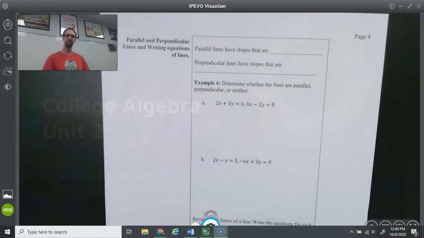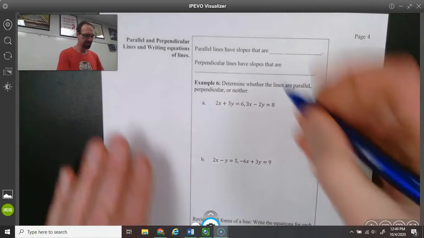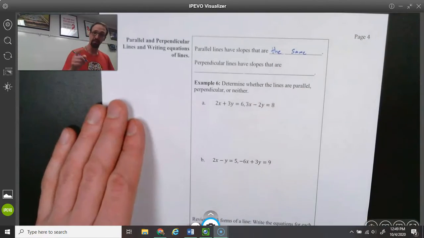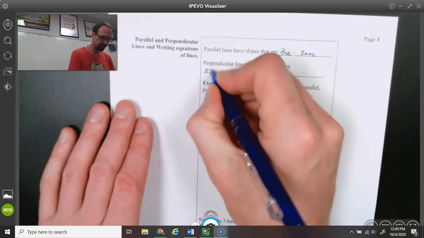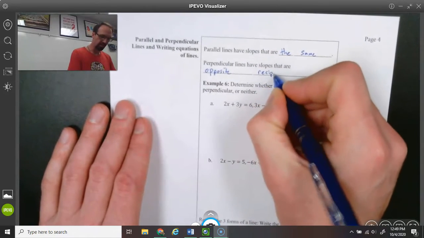Today we're going to be talking about parallel and perpendicular lines. So parallel lines have slopes that are the same, whereas perpendicular lines have slopes that are opposite reciprocals. Just a friendly reminder, opposite reciprocal.